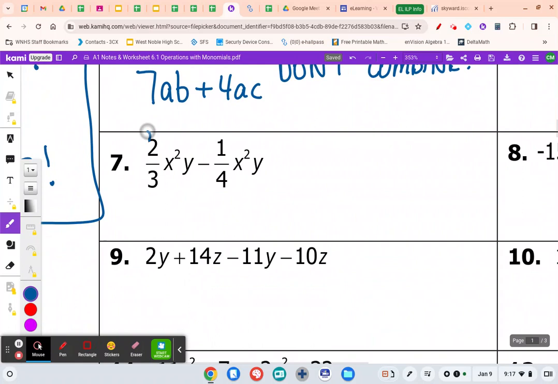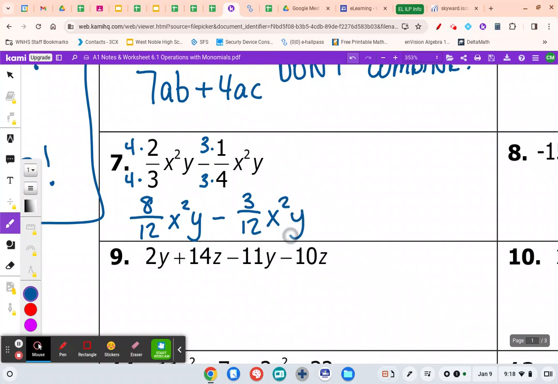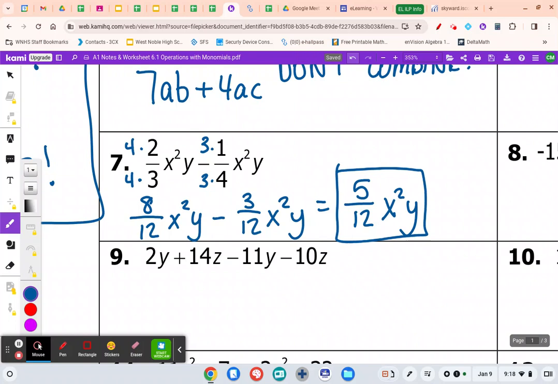7 is a little bit tricky. If you can work with fractions, this one isn't too bad because the variables are alike. I know that to get a common denominator, to be able to subtract here, I'm just going to multiply by the opposite denominator. If this is confusing to you, we'll get to more fraction stuff later this year, but this guarantees, because the denominators must be the same to add and subtract, that we end up with like denominators. Okay, they're both 12, which means I can now solve, and I get 5 over 12 x squared y. Like I said, if the fractions were confusing, don't worry too much about it.